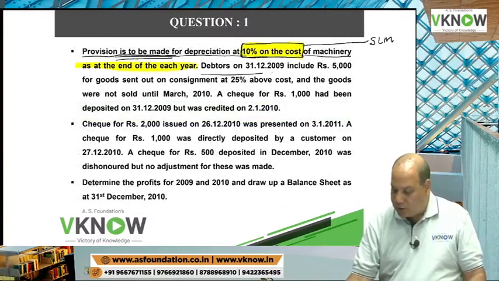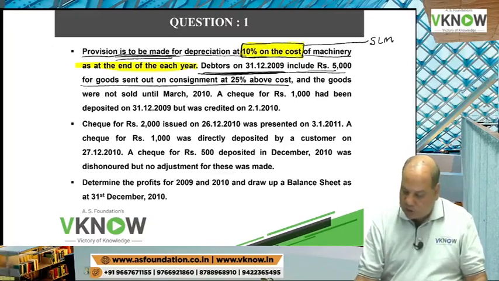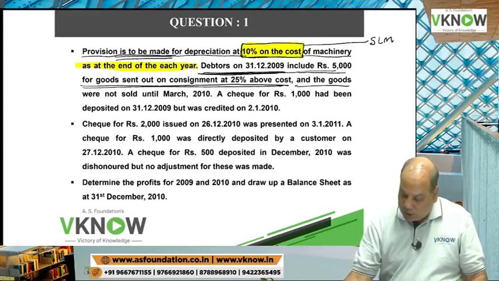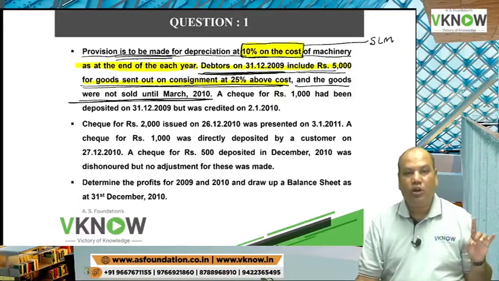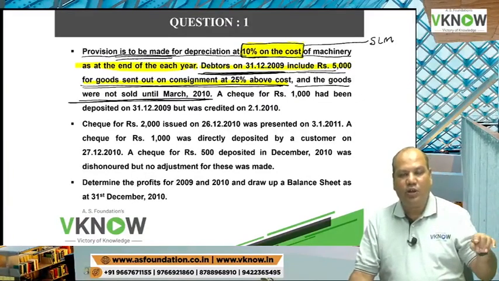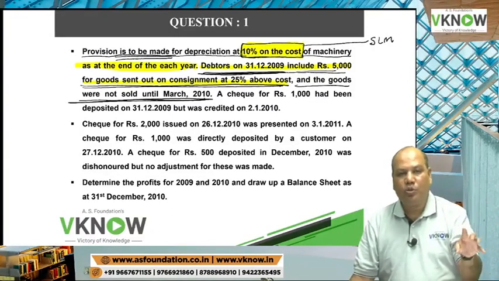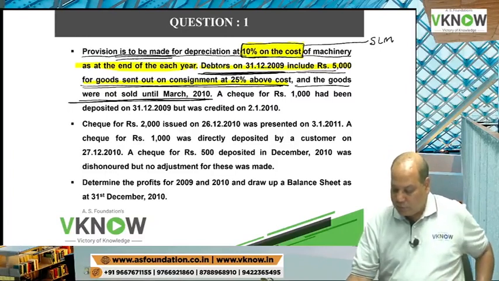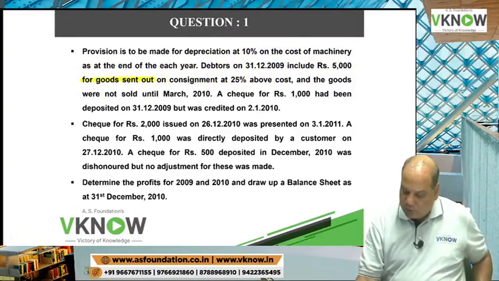Next point is debtors on 31st March 2009 include rupees 5000 for goods sent out on consignment at 25% above cost, and the goods were not sold until 31st March 2010. This is another new adjustment, consignment. Goods were sent on consignment basis. Consignee is not your debtor. Consignee is your agent. Goods lying with the agent are the goods of the owner. Such goods should be valued at cost, because it is your own stock. But what they have done is added 5000 rupees in debtors, which is 25% above cost. What will be the treatment of this item? Kindly suggest what will be the treatment of this line.